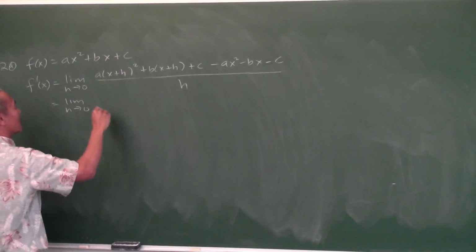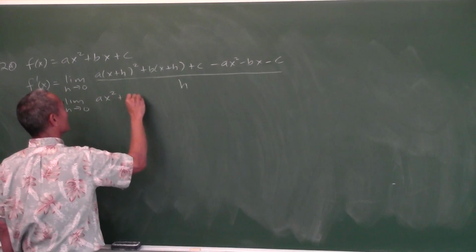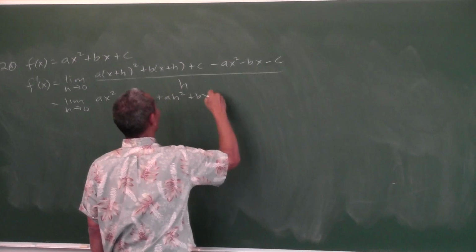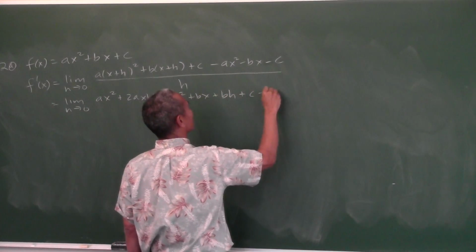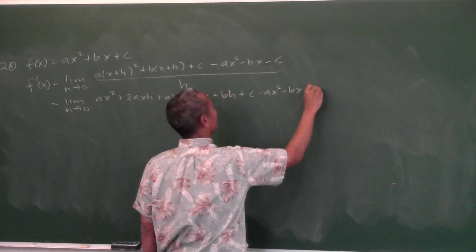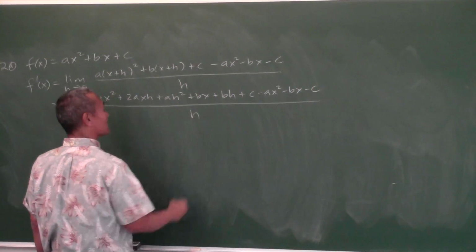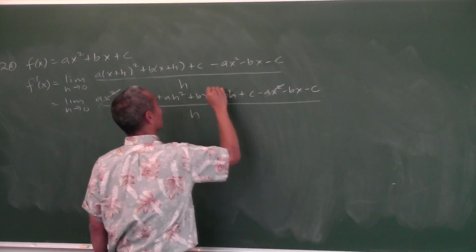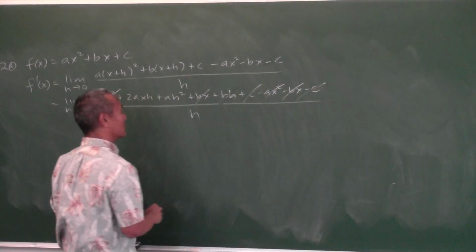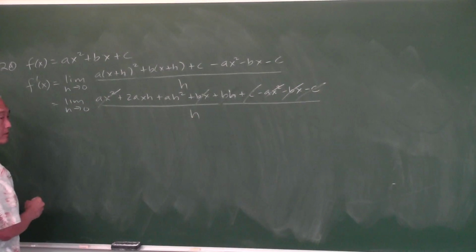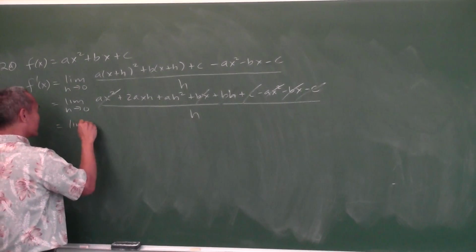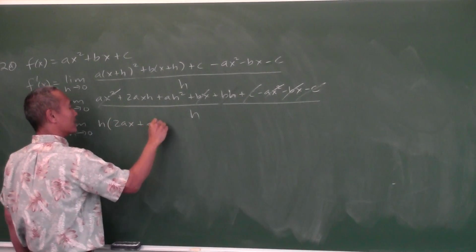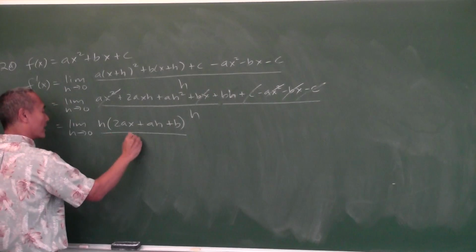Okay, let's simplify what we got. If you multiply out the top, plus 2axh plus ah squared plus bx. In fact, this is a problem I gave you in the second quarter, but most of you just don't remember. And I bet a lot of things cancel out. Now, of the 3 terms that are left, can I factor out an h on the top? Yep. You get 2ax plus ah plus b all over h.